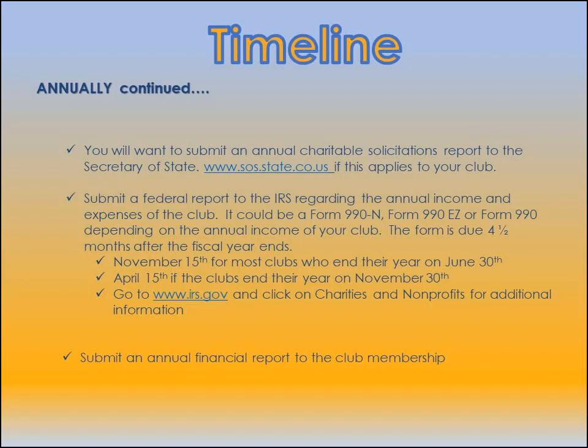Filing with the IRS is also a requirement that happens annually. Your club will file either a 990-N, Form 990-EZ, or a Form 990, depending on the annual income of your club. If your club brings in less than $50,000 in a year, the task will take about 10 minutes. This must be completed by November 15th of each year. Here's the web link for you to use for this filing.